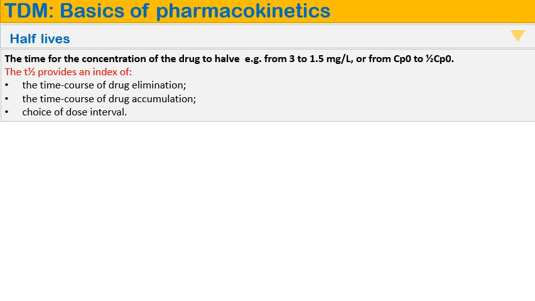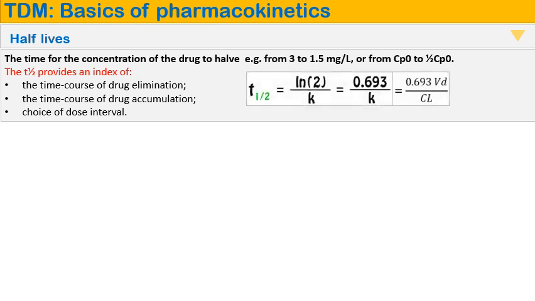ممكن يعطينا التايم كورس اوف دراج اليمينيشن او التايم كورس فور دراج accumulation، ممكن استخدامه for choosing the dosing interval. المعادله مالت half life for the first order kinetic is a ln of 2 which is equal to 0.693 per k or equal to 0.693 multiply volume distribution over clearance. Okay.